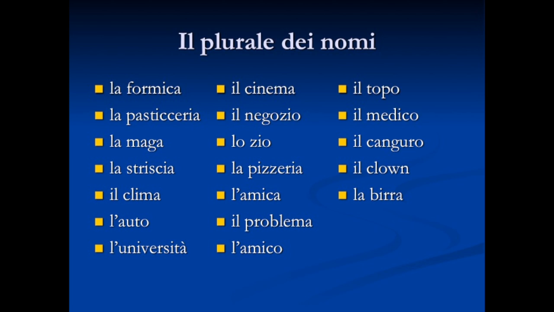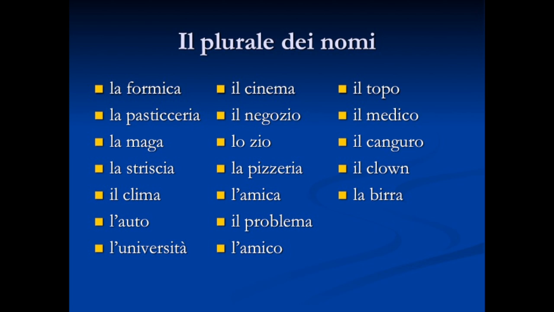Then we have il problema, i problemi. Masculine A, so it's a masculine noun, and the A becomes an I. L'amico, gli amici. This was an irregular one. It does end in an I. Il topo, i topi. So this is a regular one. Il medico, i medici. This ends in an I and does not use an H because it's one that is stressed irregularly.